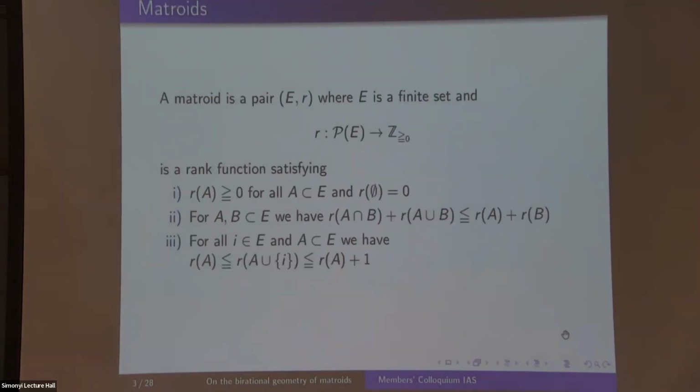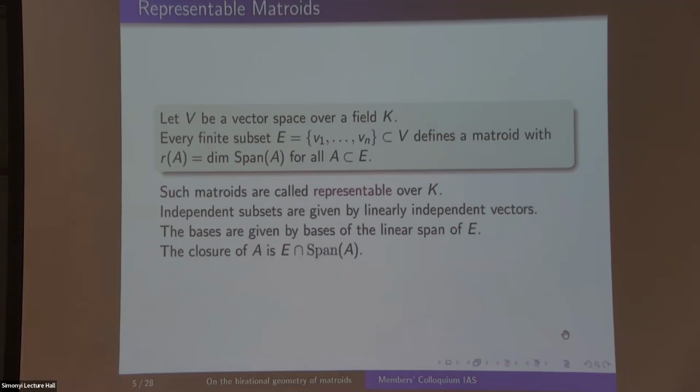That means rank is always bigger or equal to 0. The span of the empty set is 0. This follows from the formula for the dimension of subspaces, and of course dimension increases by at most 1 when you increase the set. These matrices are called representable, but the representable matrices form a very negligible part in the universe of all matrices. So one has to be very careful not to jump to conclusions if something is true for representable matrices. Here, the independent subsets are just given by sets of linearly independent vectors, thus the name, and bases are bases. I mean, thus we know them from linear algebra.